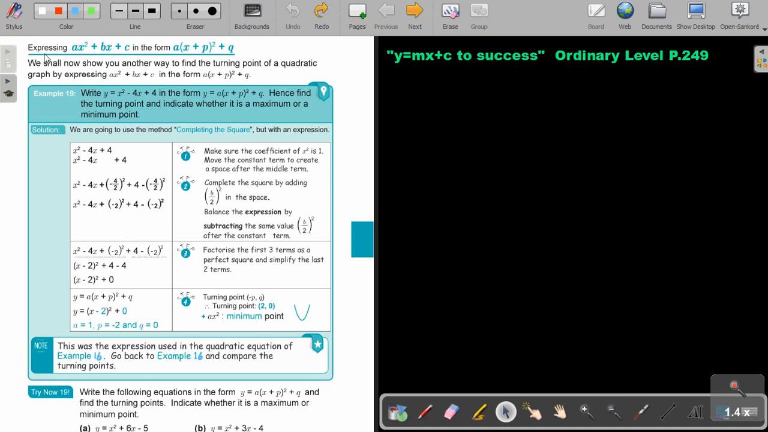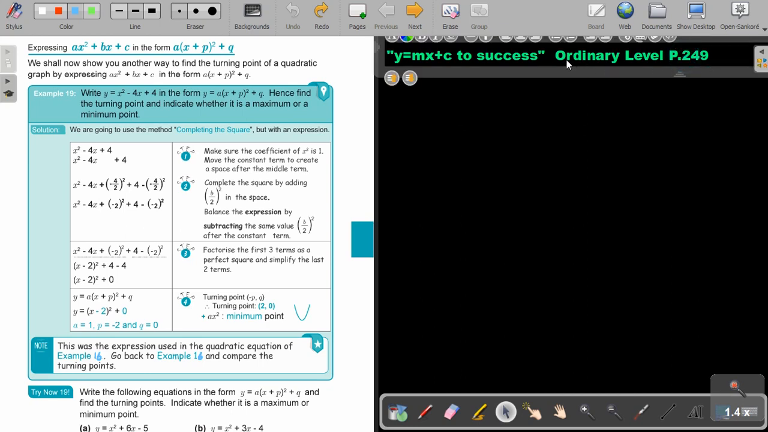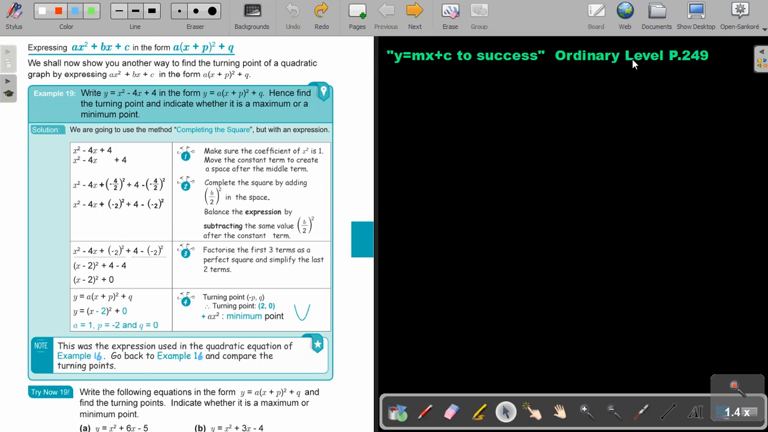In this video, we are going to express ax squared plus bx plus c, that is the quadratic expression, in the form a(x plus b) squared plus q. You will find this on page 249 in the Namibian Ordinary Level Mathematics textbook, y equals mx plus c to success. We shall now show you another way to find the turning point of a quadratic graph by expressing the right-hand side, that quadratic expression, in this form.